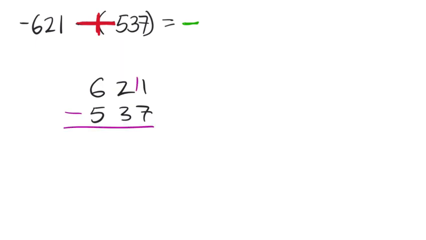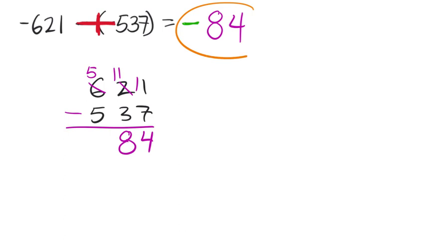Okay, so what do we get? Borrow there. 11 minus 7 is 4. And we'll have to borrow from the 6. 11 minus 3 is 8. Now again, the answer is not 84. It's negative 84 from the negative sign that we knew the answer would be from before.